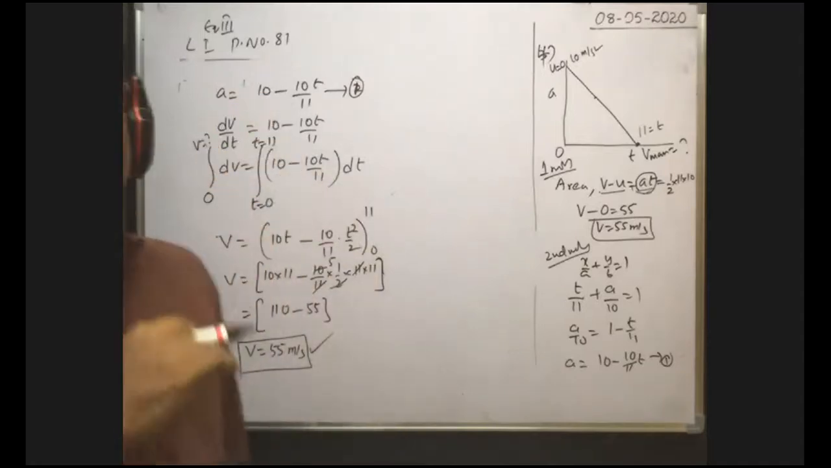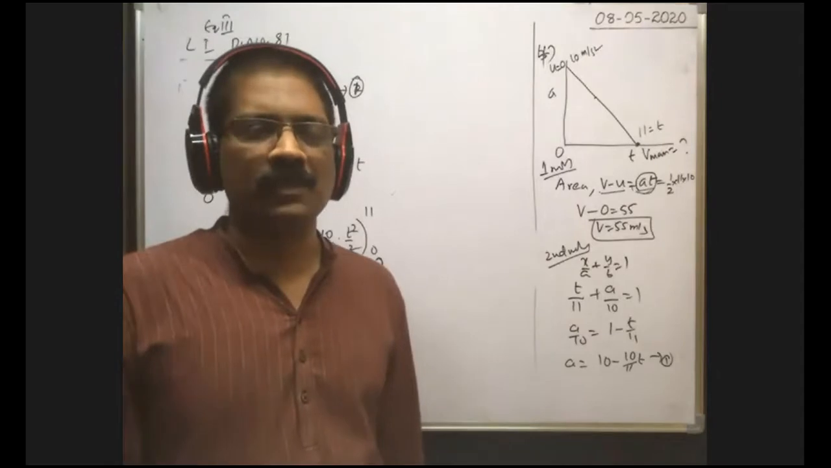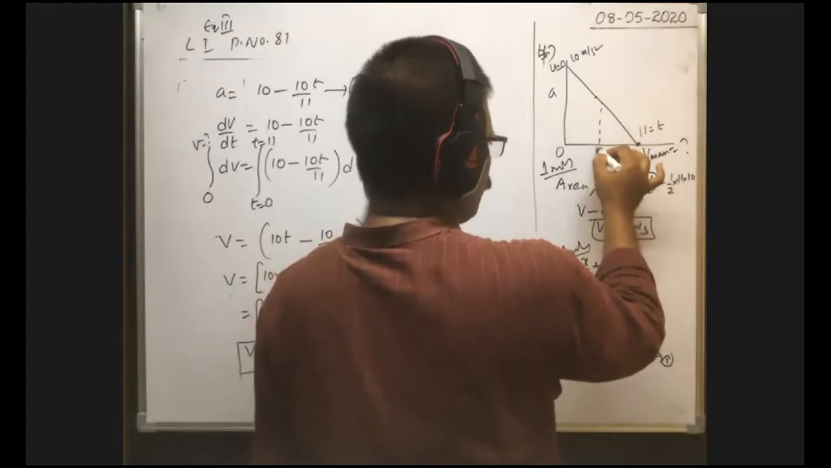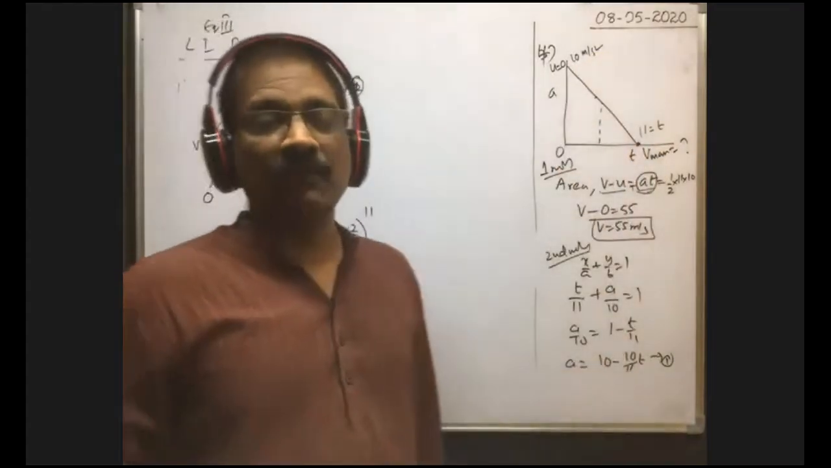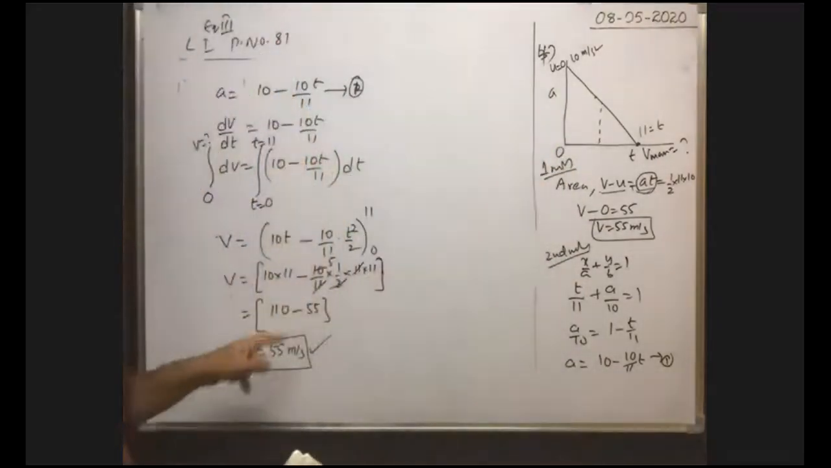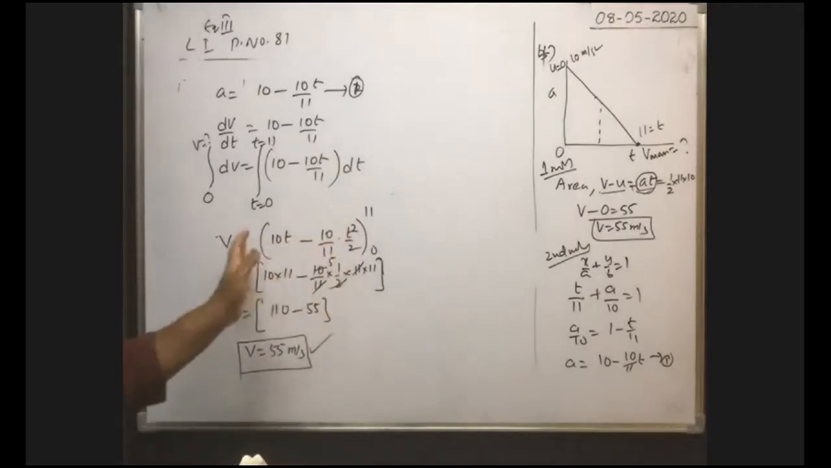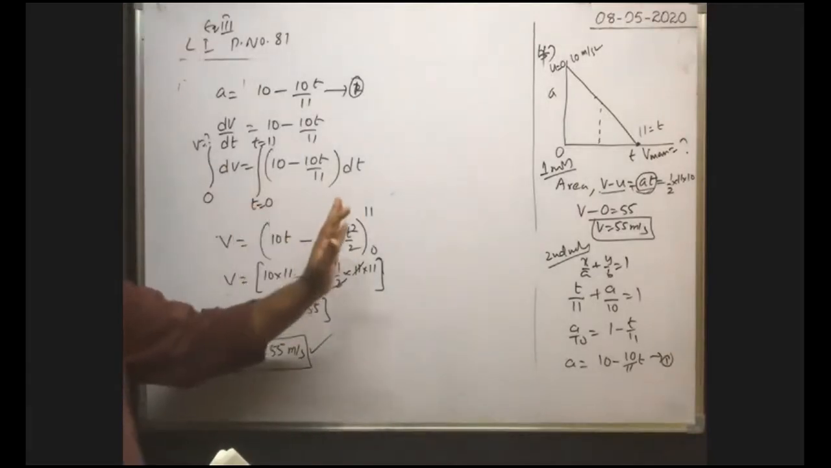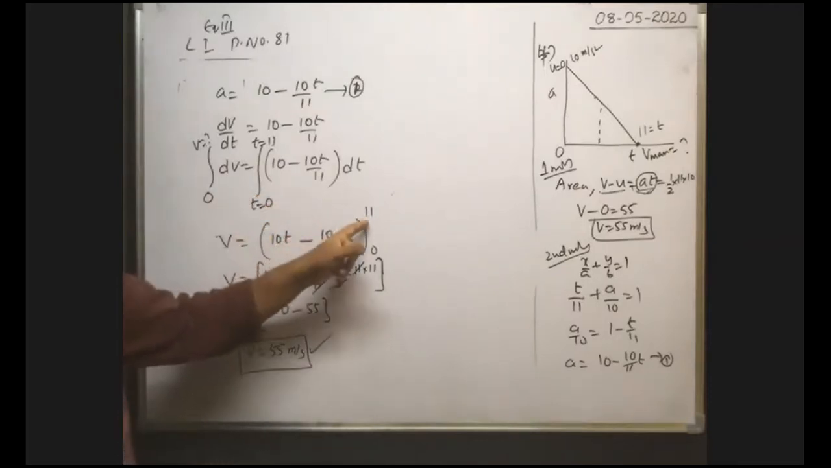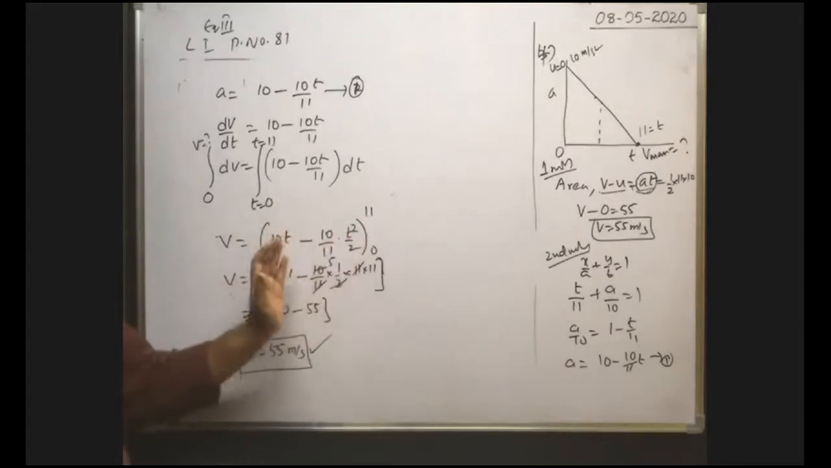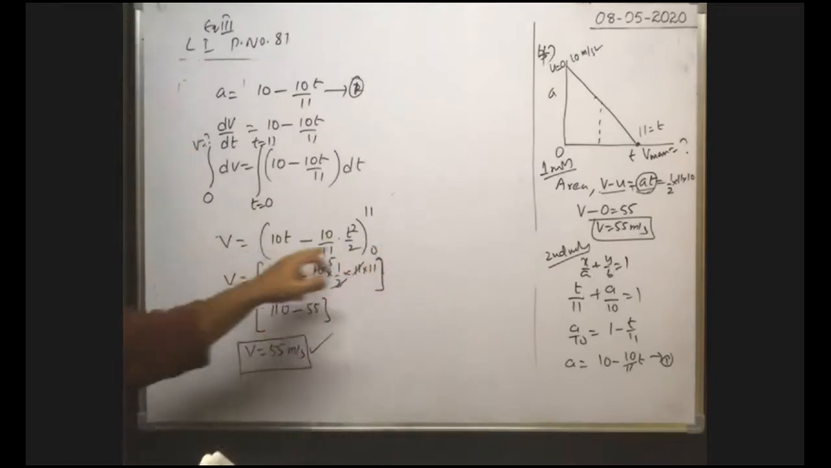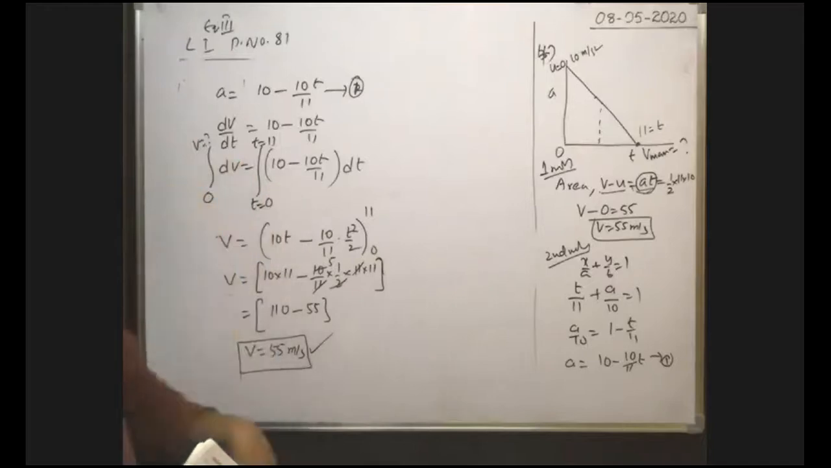Sometimes it is compulsory to do the integration method. Suppose they ask what is the velocity of the body at time t is equal to 5 seconds. In such a case, you write this equation, and in this formula, you substitute t is equal to 5. That gives velocity at any time. If you substitute 11, you get velocity at 11 seconds. If you substitute 5, velocity at 5 seconds. If you substitute 3, velocity at 3 seconds. In this way, we can find velocity at any time. So this formula gives velocity at any instant of time t from this graph.